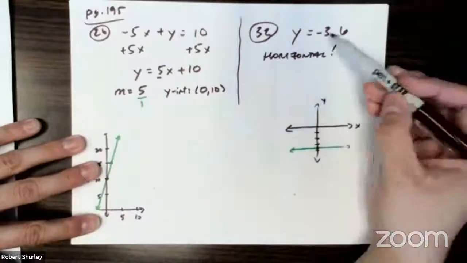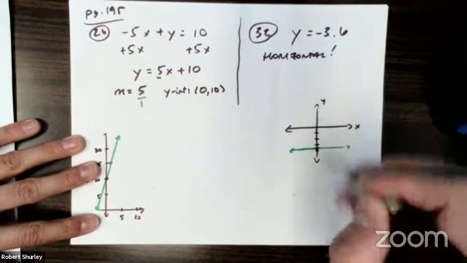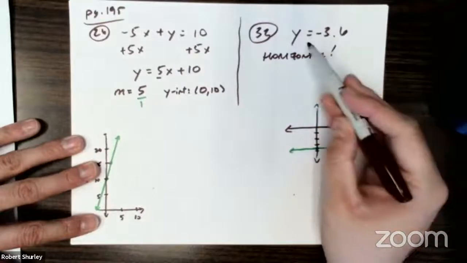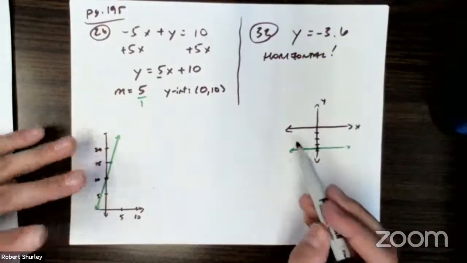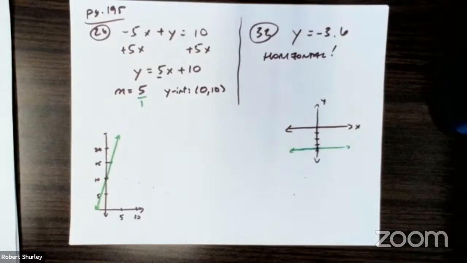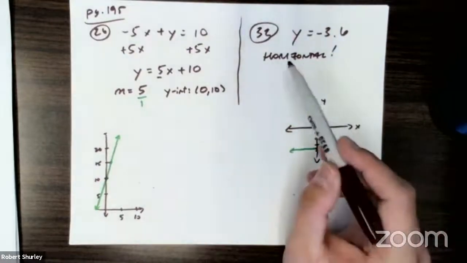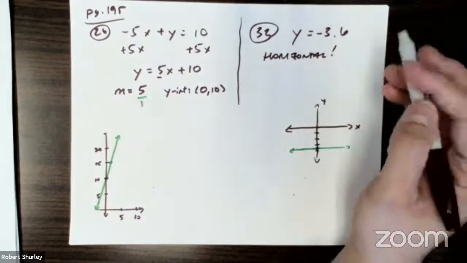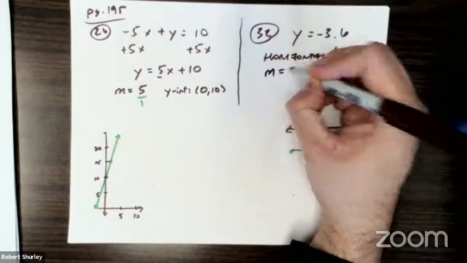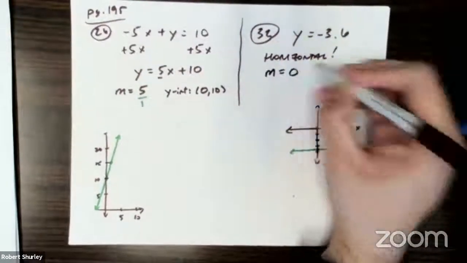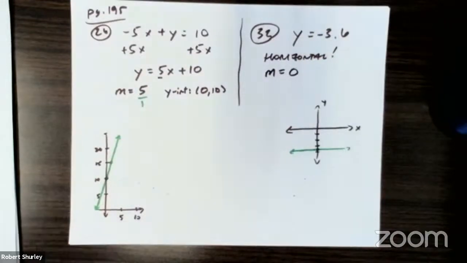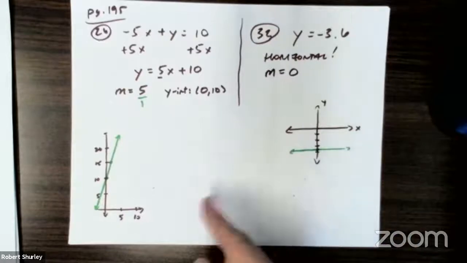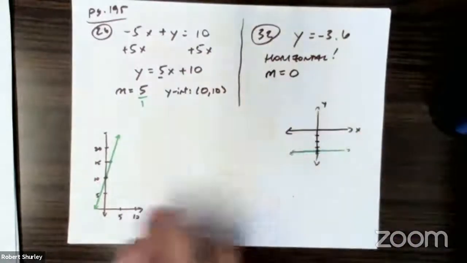Y equals negative 3.6. Look, it's y, not x. X would be a vertical line. X would be stuck over here at negative 3.6 if it was an x value. Okay, but it's horizontal. Now remember, a few pages ago, we talked about horizontal lines and their slope. What was it? So m equals 0, right? If the line is horizontal, it's not slanted up, it's not slanted down, it's just flat. It has a slope of 0.